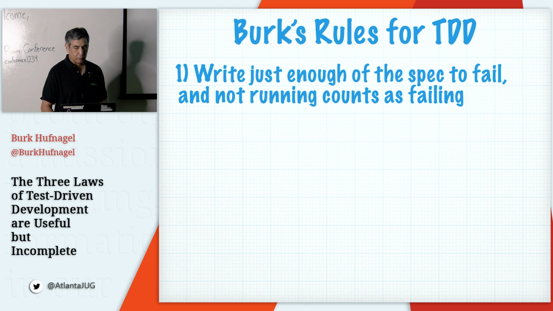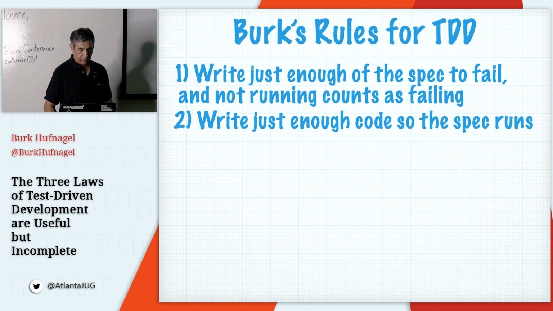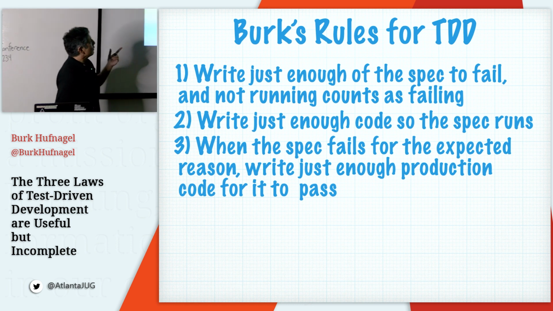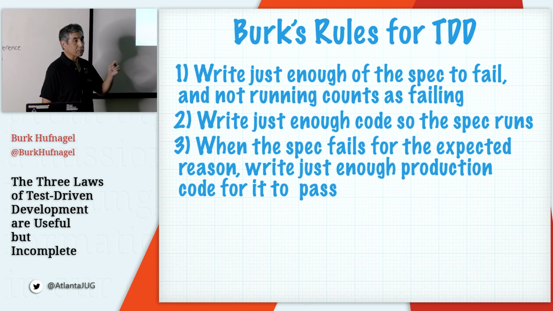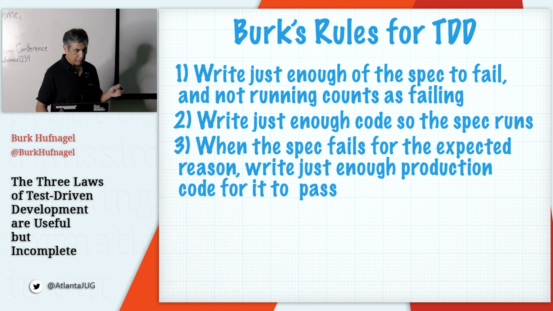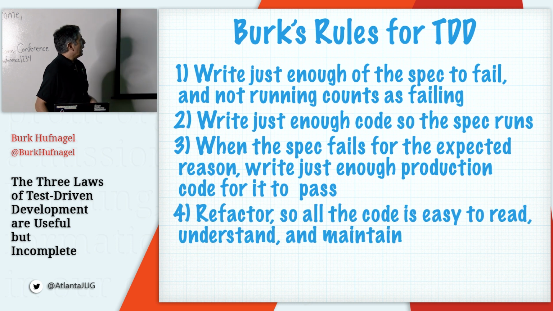So, these are my rules for TDD. Write just enough of the spec to fail, and not running counts as failing. Write just enough production code so that the spec runs. And when it fails for the expected reason, right, so it's not just failing anymore, but it's failing because the spec says it should do X and it's not doing X, right? Then you write the production code to make it pass. And then you refactor it all. Clean it all up, make sure it's clean and easy to maintain.